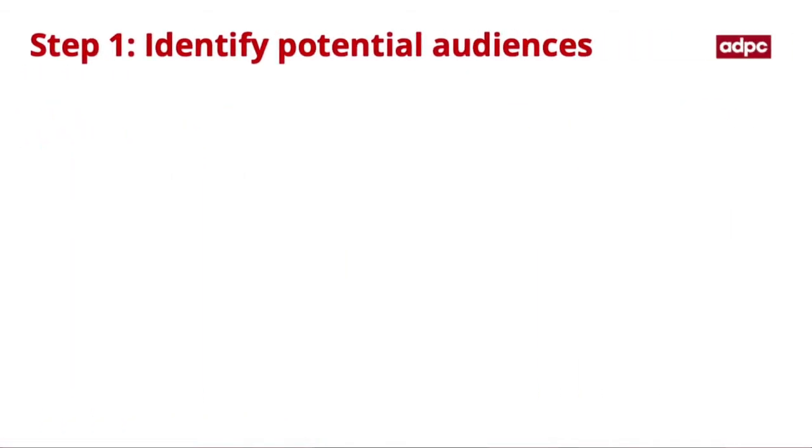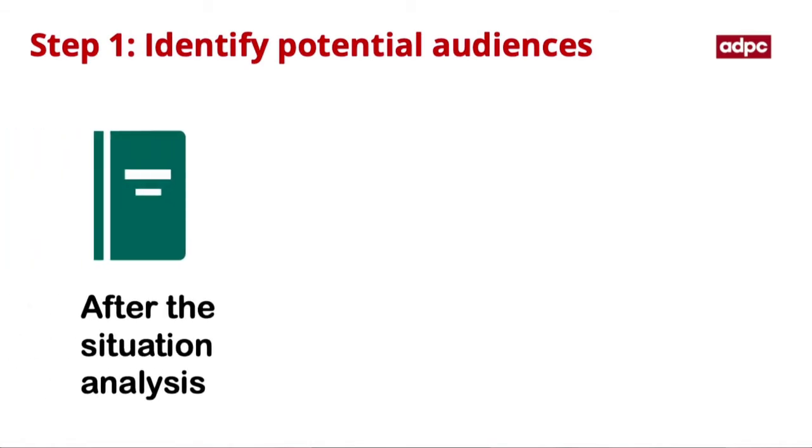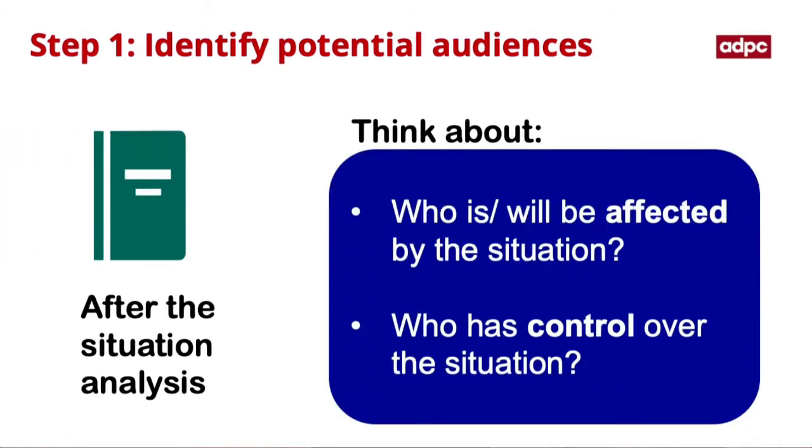Step 1. Identify potential audiences. After conducting the situation analysis, you need to think about and list down all the potential audiences that are affected by or have control over the situation that you are trying to address. This list is critical for step 2, where you will be selecting your priority audience.